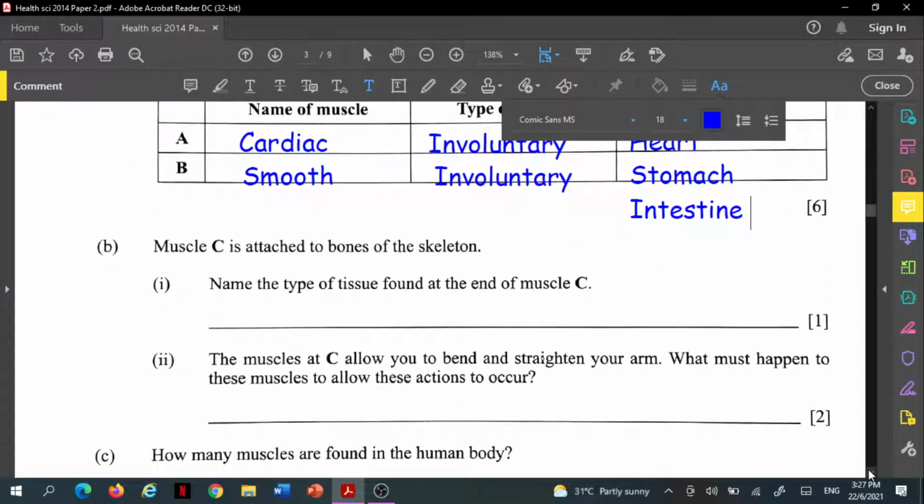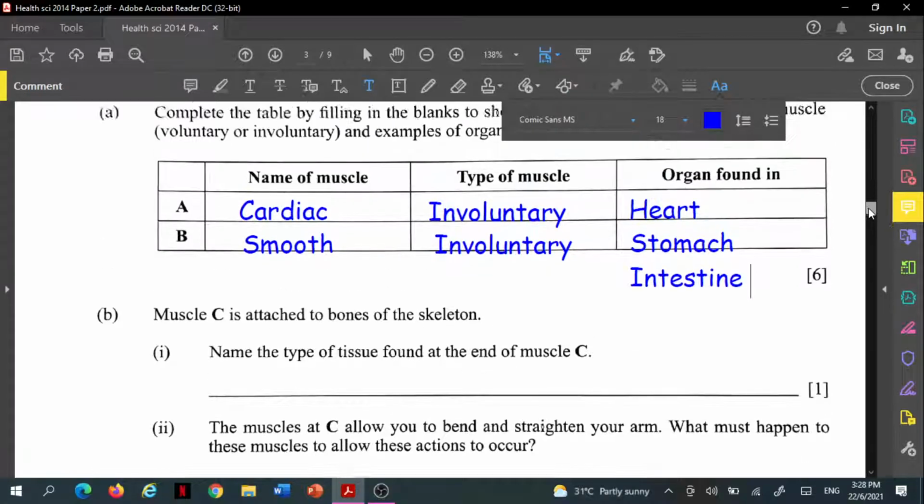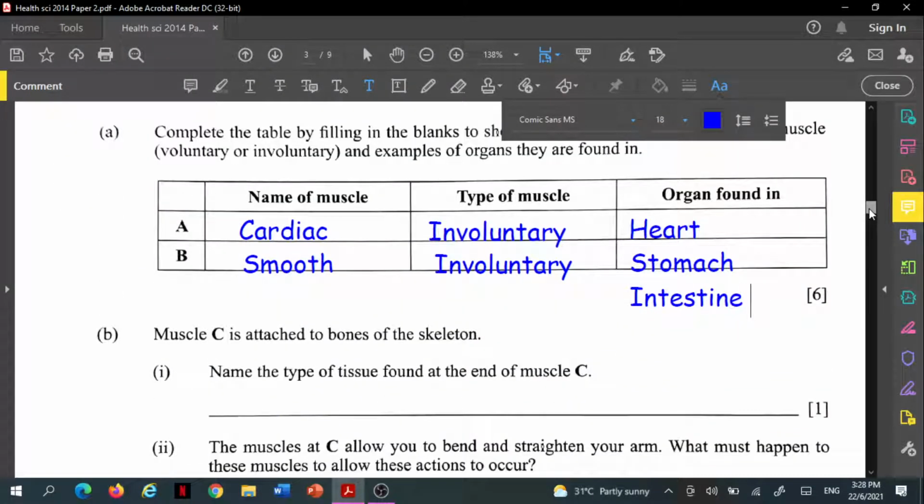Now for part B, it said muscle C is attached to bones of the skeleton, right? So let's go back to muscle C. We know what muscle C is, it's a skeletal muscle, right? So it's connected to bones of the skeleton, and this is a giveaway because skeletal muscles are connected to bones. That's why I call it skeletal muscle, because it's connected to the skeletal system. Now we said name the type of tissue found at the end of muscle C. First thing I want to point out is that tendons connect muscle to bones. So at the end of a skeletal muscle, what you'll more likely find is a tendon, because a tendon connects muscle to bones. So this will be a tendon. All right, great. So tendons are found there.